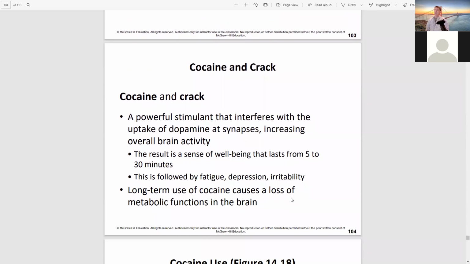Okay, so moving on to drugs that interact with the brain. Cocaine and crack are powerful stimulants that interfere with the uptake of dopamine at synapses, increasing overall brain activity. The result is a sense of well-being that lasts from 5 to 30 minutes. This is followed by fatigue, depression, and irritability. And long-term use of cocaine causes a loss of metabolic functions in the brain.